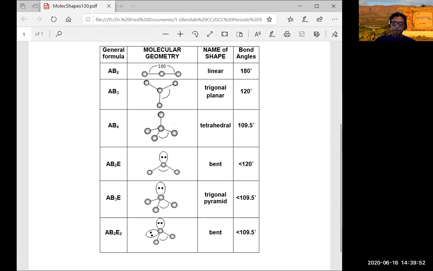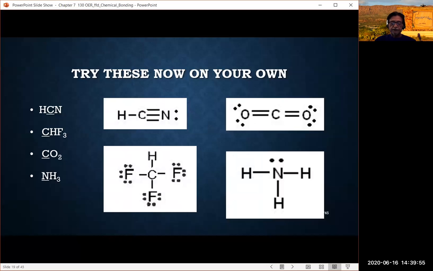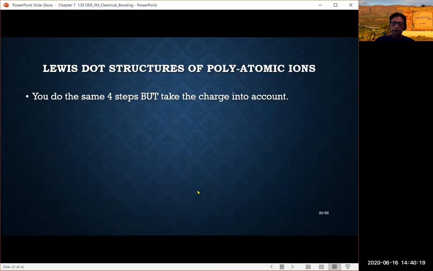Let's continue. So this is how we come up with structures based on the number of valence electrons. And then from the number of valence electrons, we start putting them together so the octet is fulfilled, or the duet when it comes to hydrogen. And then based on that information, we can get the general formula, and that tells us information as far as the bond angle and so forth.